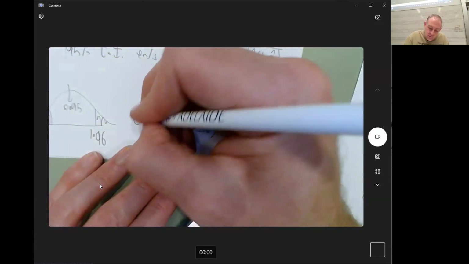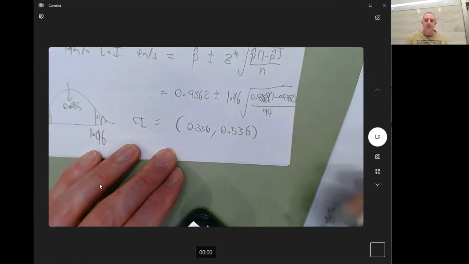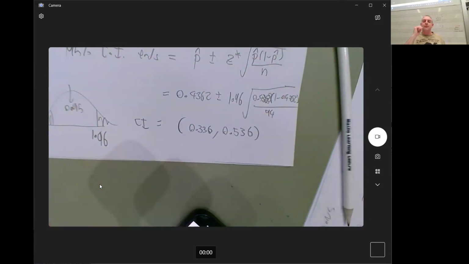0.4362 plus 1.96 times the square root of 0.4362 times 1 minus 0.4362, and then all of that divided by 94. So I've got my top end is 0.536, and my bottom end, I will switch that to a minus because my calculator allows me to just edit that: 0.336. So my confidence interval is the space between those two numbers. I'm 95% confident that the proportion of volunteers for all possible students is somewhere between 33.6% and 53.6%. So we don't know if it's a majority or not, and that confirms our previous conclusion.